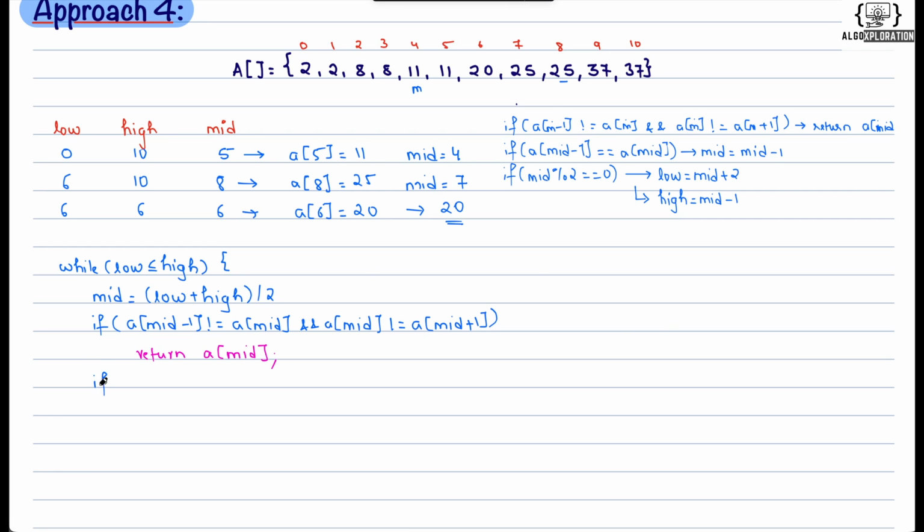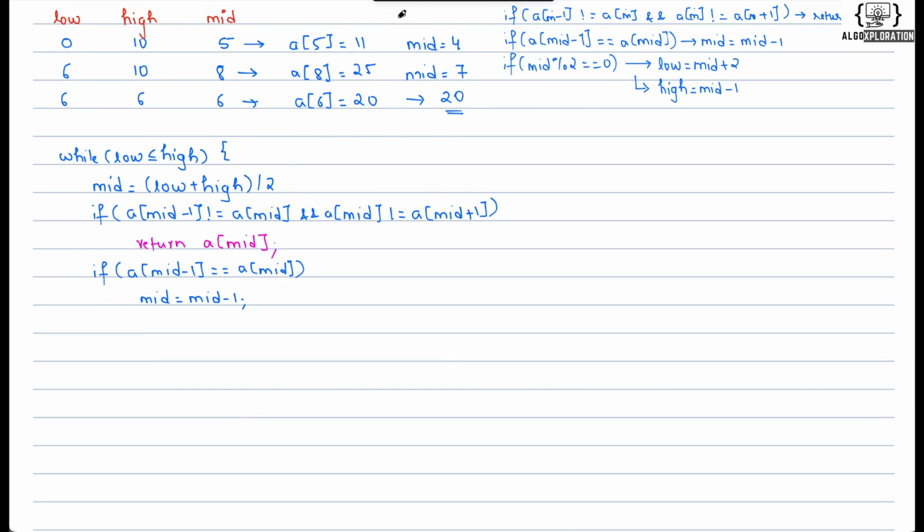Right? If this is not the case, then we will be checking A of mid minus 1, sorry, minus 1 is equals to A of mid. Okay, in this case I will be doing mid equals to mid minus 1, because that will be the first occurrence of that element. Now check what is the mid, if it is even or odd.